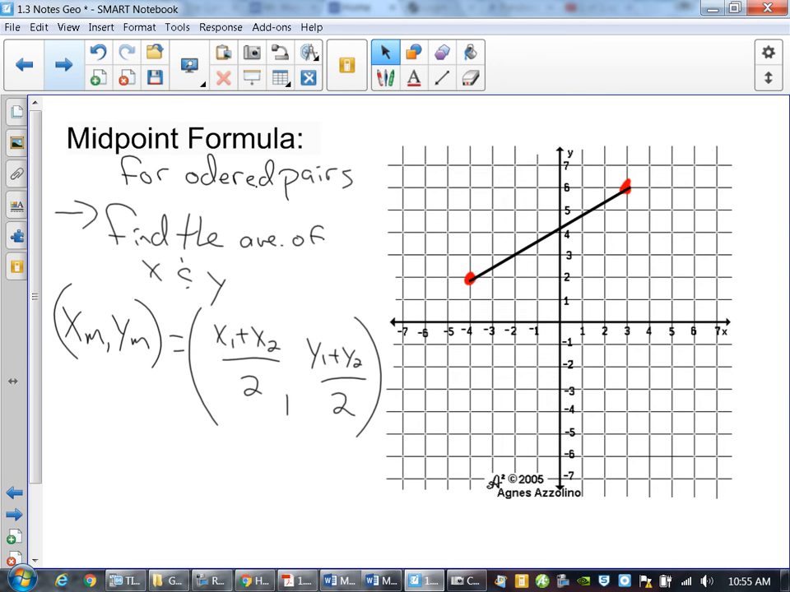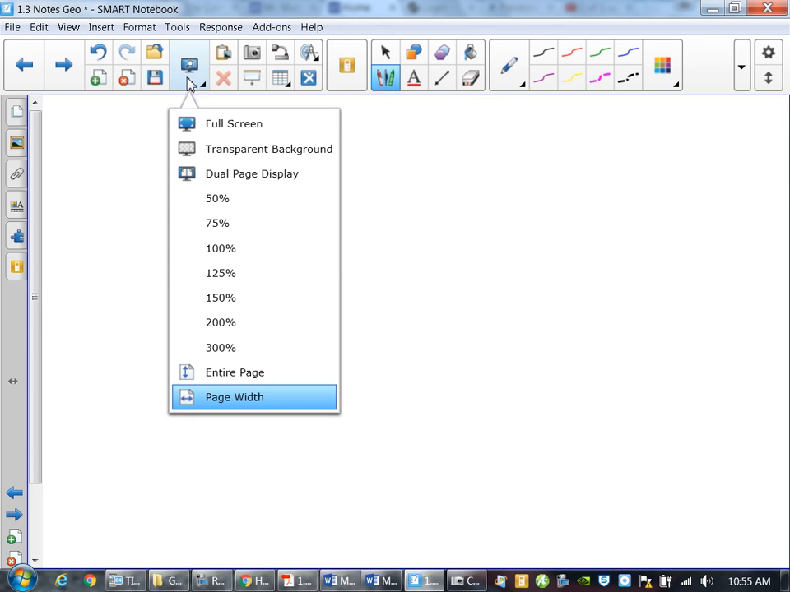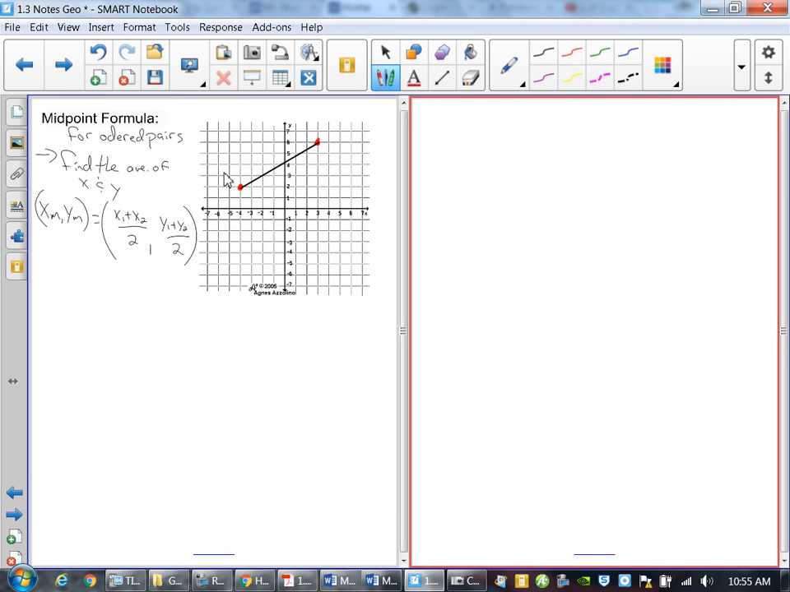You might not be able to read this very well, but when you're reading ordered pairs, which ones are the x's, the left and rights or the up and downs? Left and rights, good. So your up and downs are your y's. What comes first in the ordered pair? X, and then y. So in this example I have a set of ordered pairs. One is at -4 and 2, and the other one is at 3 and 6.